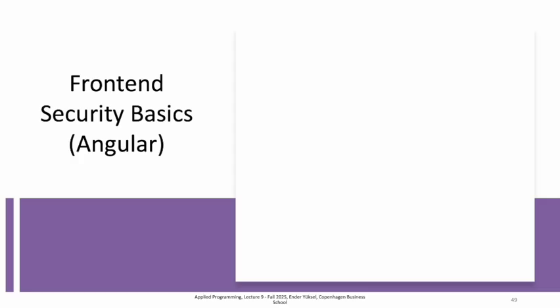Now let's shift to the front end. This is what users interact with directly. In our case, we are using Angular, which is a modern front-end framework that includes many built-in security features. One of the most important principles is never trust user input. Just like on the backend, users can try to inject malicious content into your app. For example, someone might try to submit a comment that includes a script tag to steal other users' data.